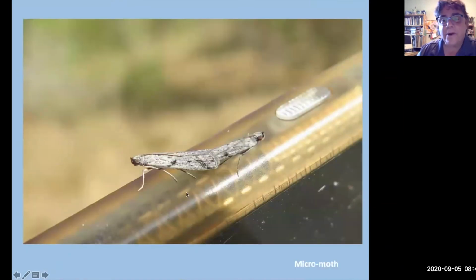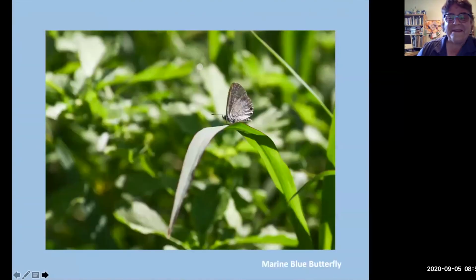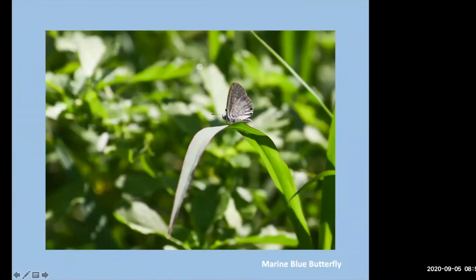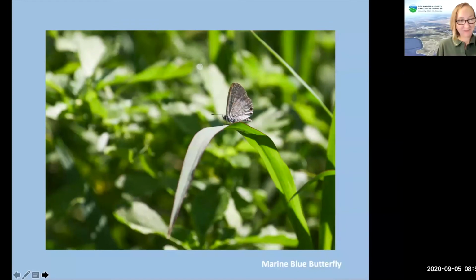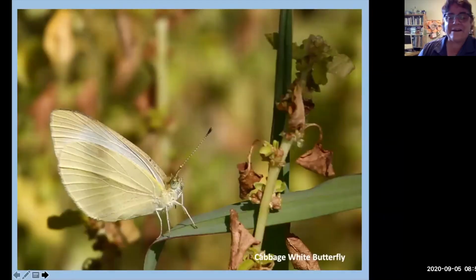Weird things happen too. These are micro moths. I was going to call somebody. Well, I was going to call Wendy. And look, there's a mating pair of moths on my phone. It's kind of fun. And then there's butterflies. This is a marine blue butterfly and a cabbage white butterfly. Look at these eyes, stunning eyes.